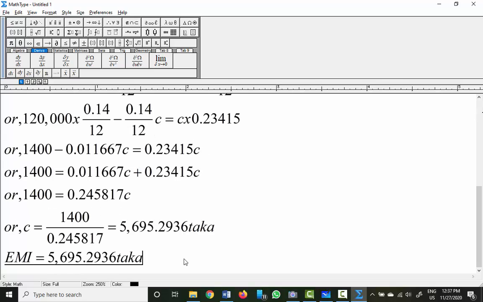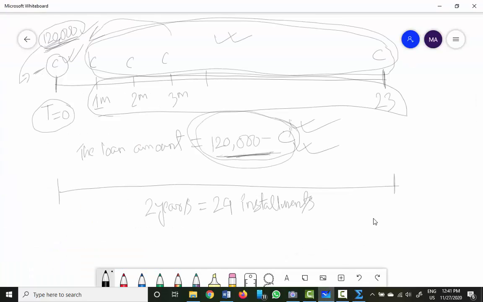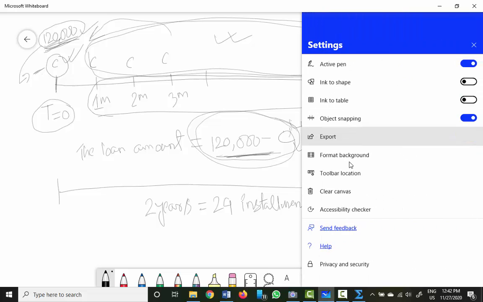So that means if you want to buy the mobile on an EMI plan, then at the beginning of every month you need to pay 5695.2936 taka. Right, so you can also do the same problem in a different way.